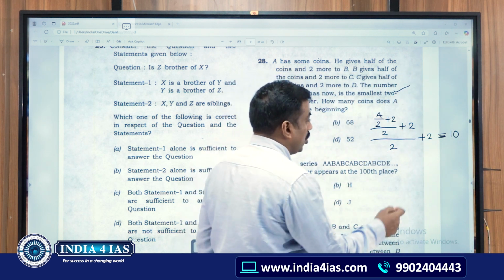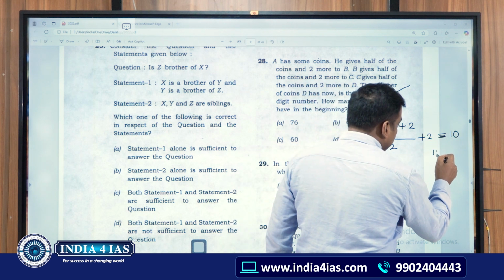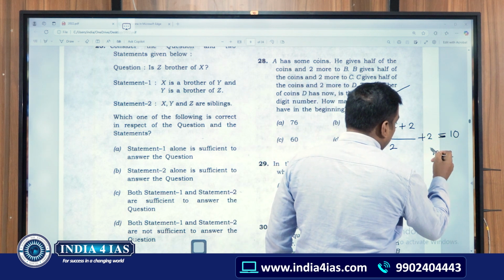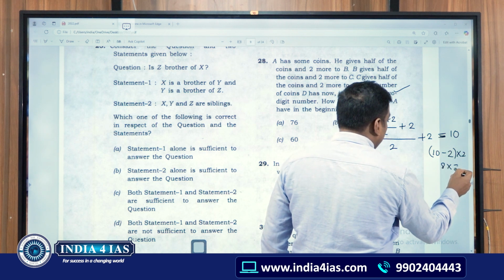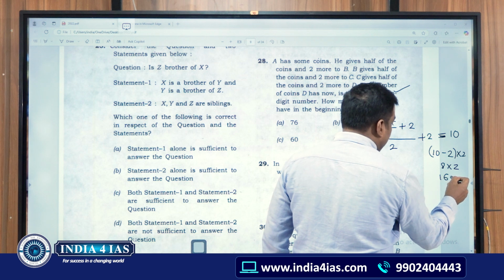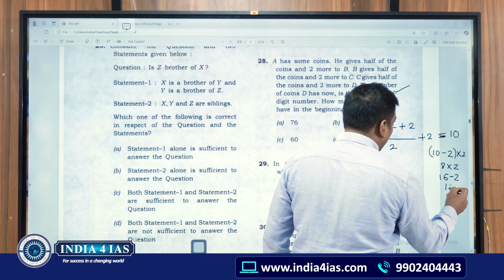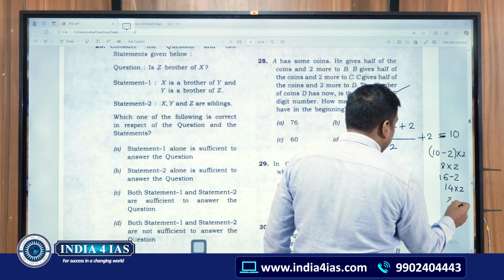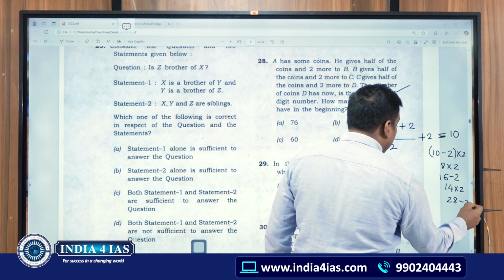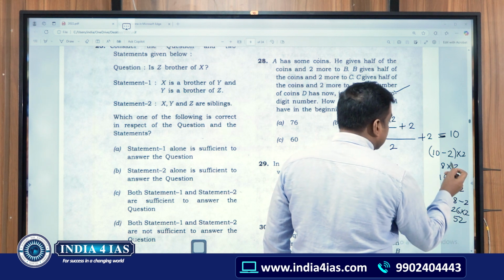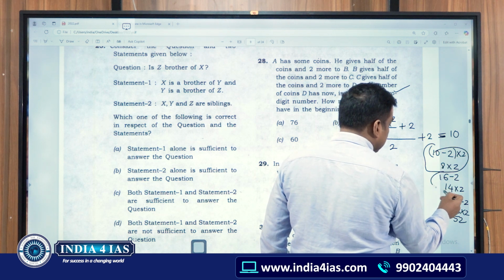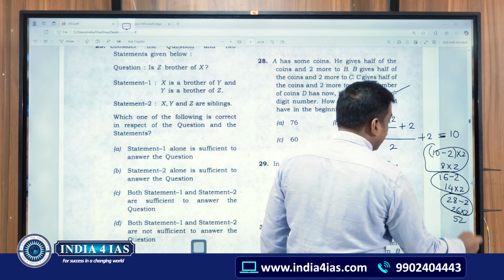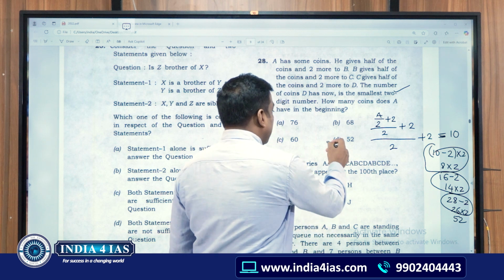So, in this case, what can we do? Every time subtract 2 and multiply by 2. So, when I subtract 2, it will be 8 and it will be multiplied by 2, it is 16. Now, again subtract 2, that will be 14. Multiply by 2, that will be 28. Again one more time, subtract 2, 26 into 2, it will be 52. 3 iterations. So, this is the first iteration, this is the second iteration and this is the third iteration that I am doing. So, finally we will get 52.